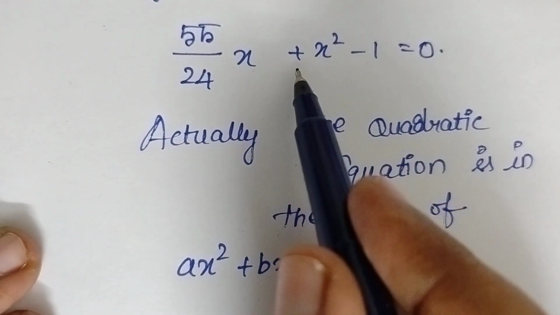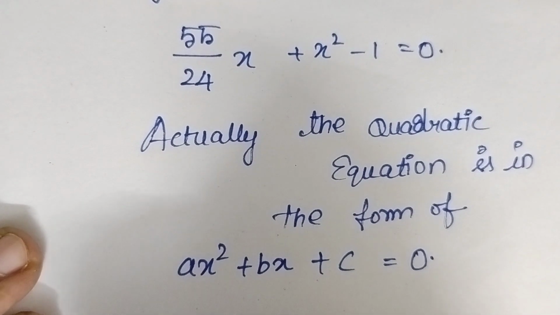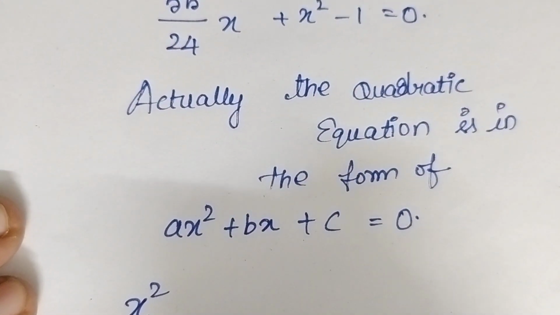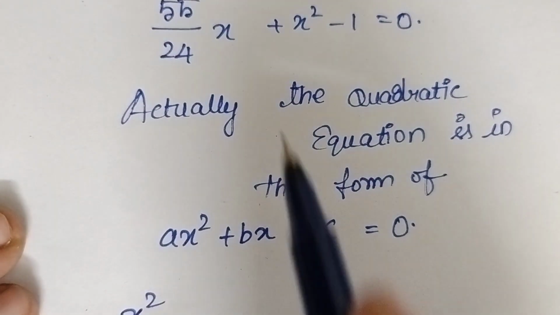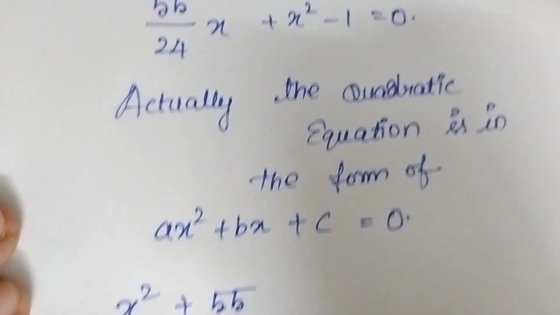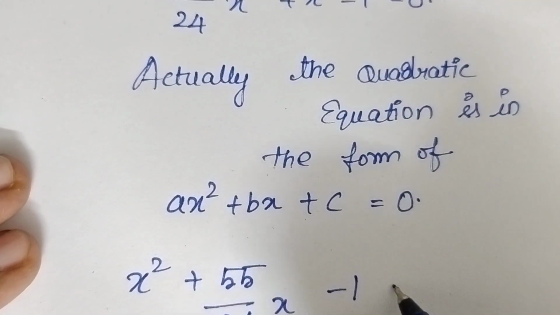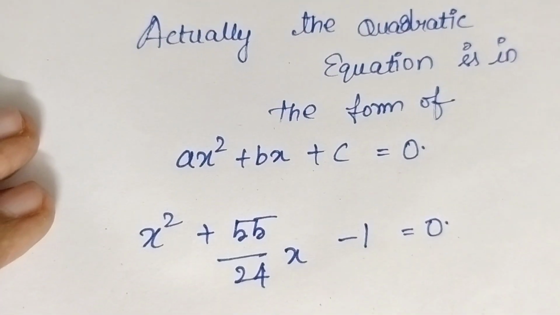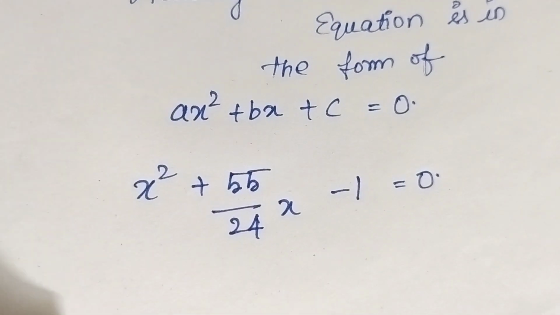So here x square is plus x square. Therefore I am going to write this x square as it is, then plus 55 by 24 x, then minus 1 is equal to 0. So I am just going to rearrange this equation.